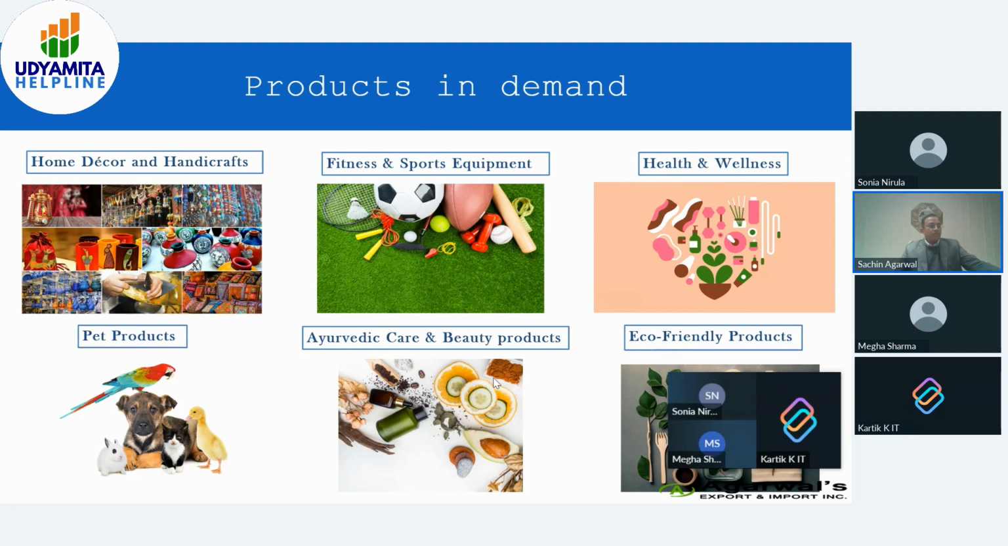Now, handicrafts and home decor. Handicrafts. Now, this is one of my favorite things, the personalized. Now, India has a big market for manufacturing setup.